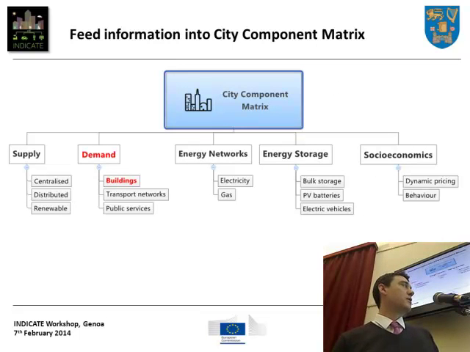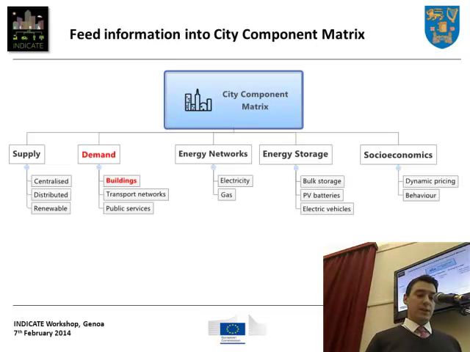So once we've characterized all the individual components of the city, we feed them into our city component matrix, which is going to be part of the Indicate modeling tool. So as I said before, we're interested in supply side, demand side, energy networks, energy storage, and the socio-economic side.